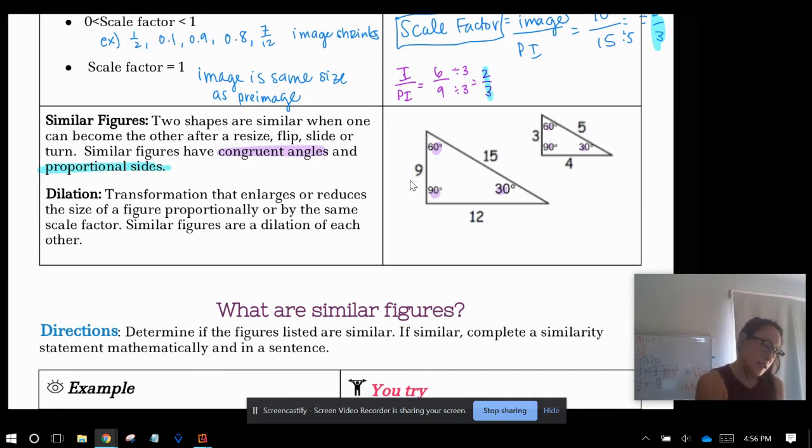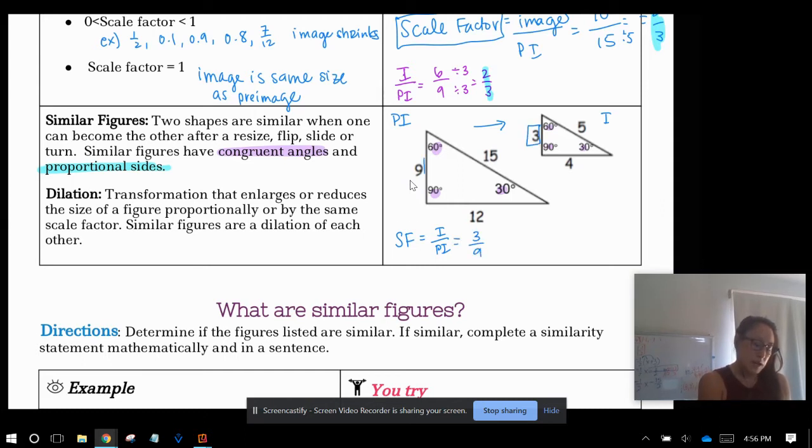So if we call this the image and this the pre-image, oh, let's switch it this time. Since it's not defined, we can decide which way we want to go. So the pre-image to the image, is the image shrinking or growing? It is shrinking. So then the scale factor is going to be a fraction that is between 0 and 1. To get my scale factor, I do my image over my pre-image length. So I can do 3 over 9.